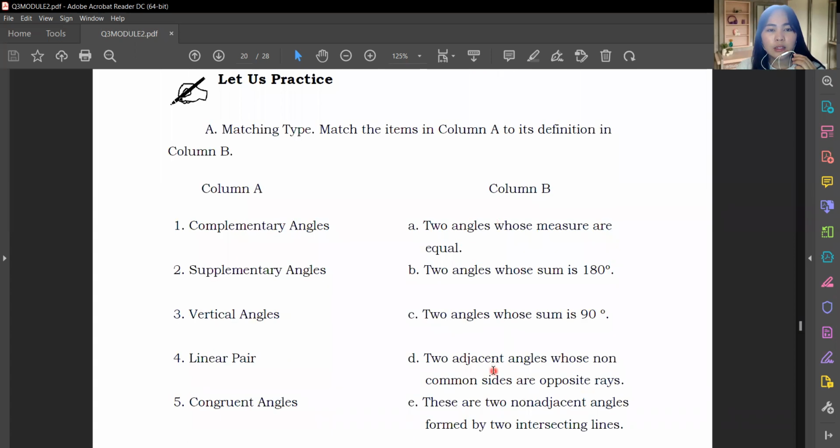Now let's try this activity. Matching type. Match your items in column A to its definition in column B. I want you to comment your answer in our comment box. So complementary angles, what do you think are complementary angles? You have to choose from these letters. How about supplementary angles? Choose from these letters, as well as vertical angles, linear pair, and congruent angles. After finding your answer, comment it in our chat box.